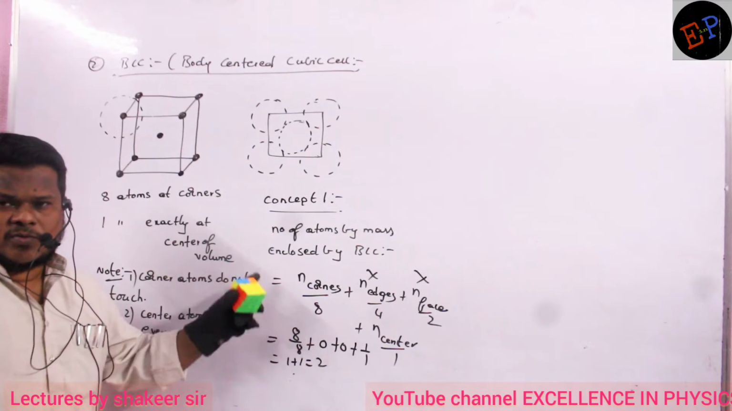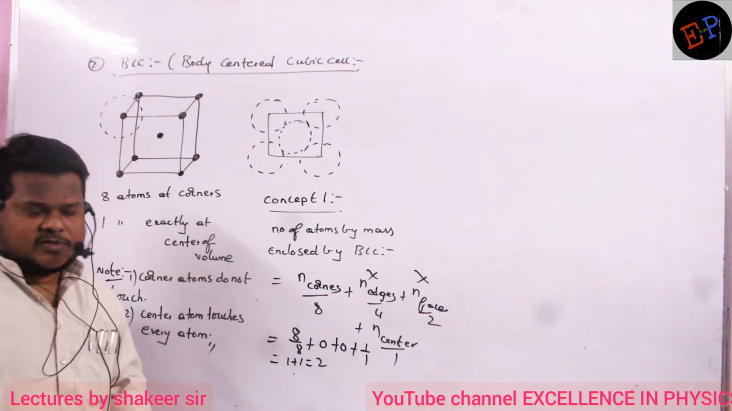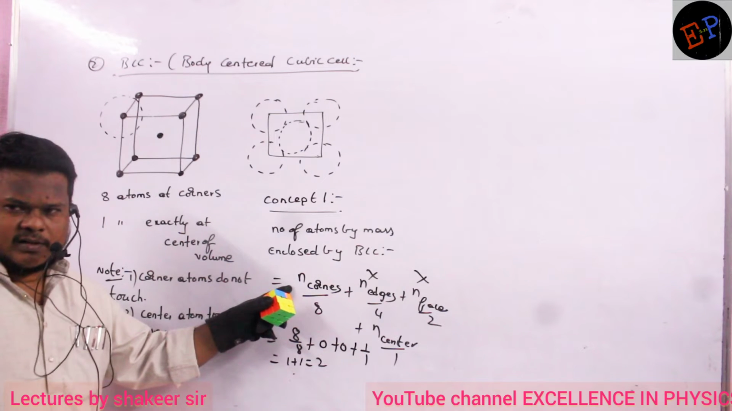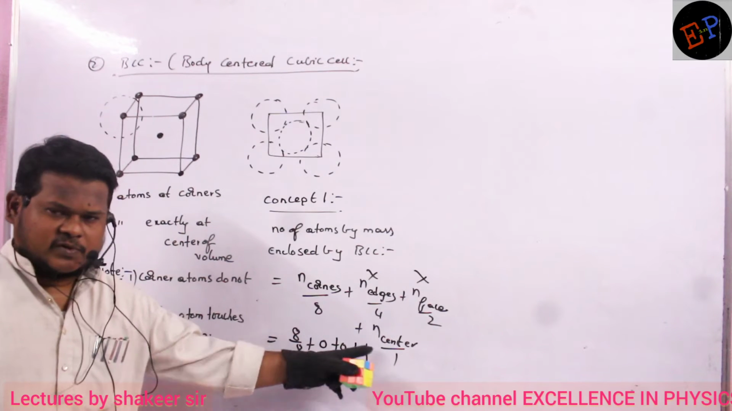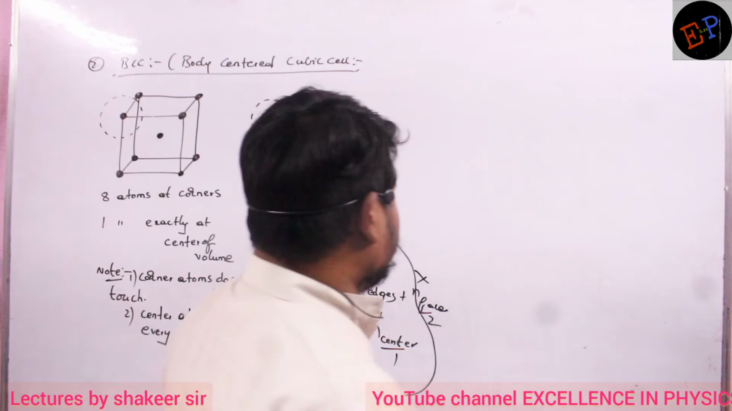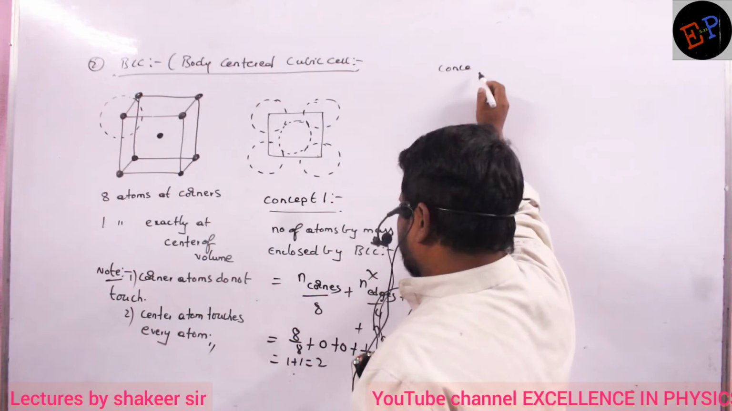So the BCC cell will enclose how many atoms? It will enclose 2 atoms. So this is the formula which you should remember. There are 8 at the corners, and one in the middle. So total 1 plus 1, 2 atoms will be enclosed by this body-centered cubic cell. Okay? Next concept. Concept number 2.